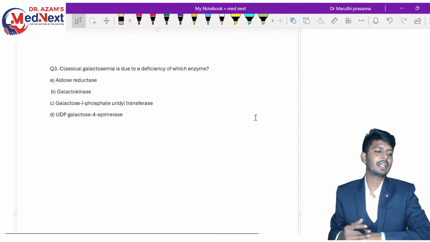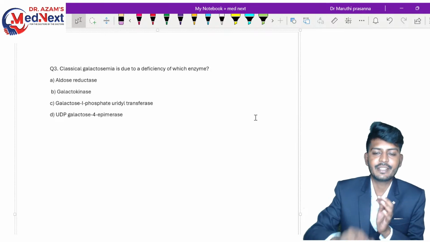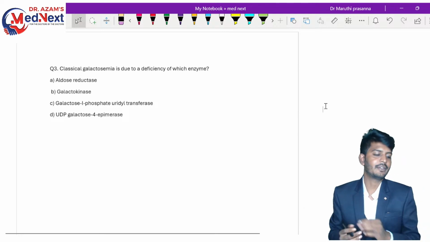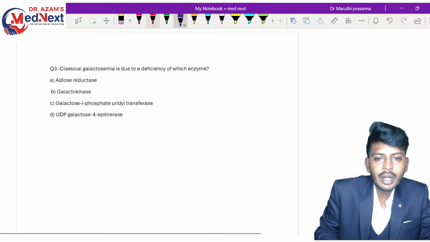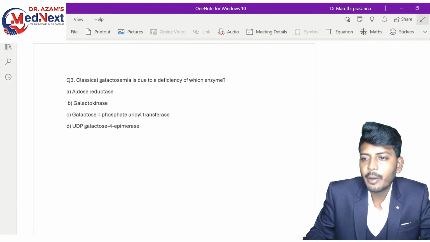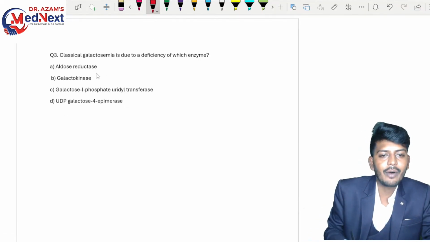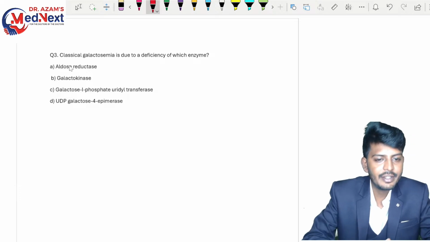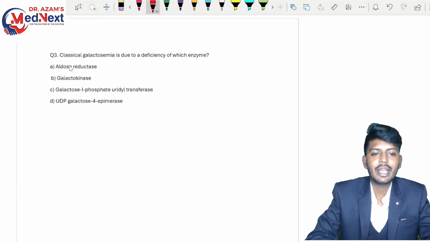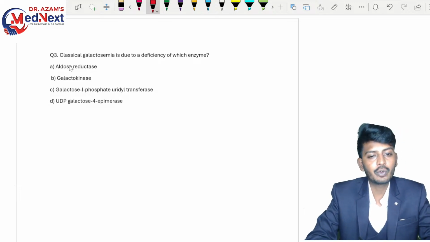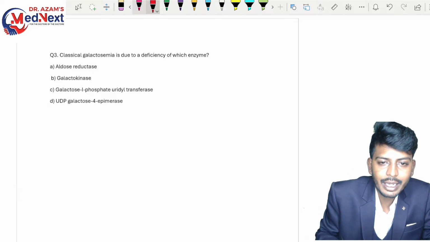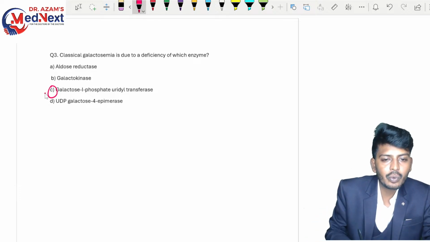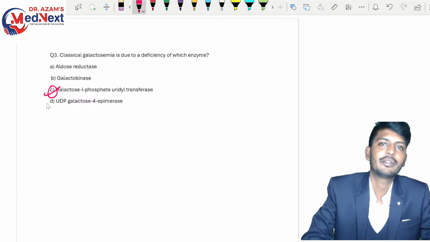So classical galactosemia is due to deficiency of which enzyme? Let's look at the options first. The options we have are aldolase, aldose reductase, galactokinase, galactose 1 phosphate uridyl transferase, and UDP galactose 4 epimerase. Now the answer, very importantly, is galactose 1 phosphate uridyl transferase.